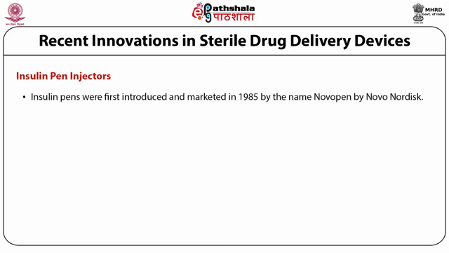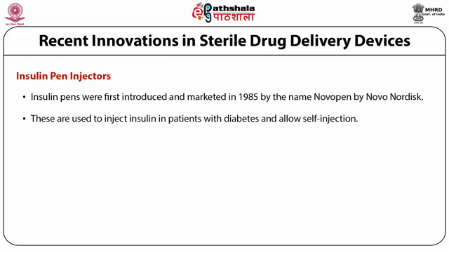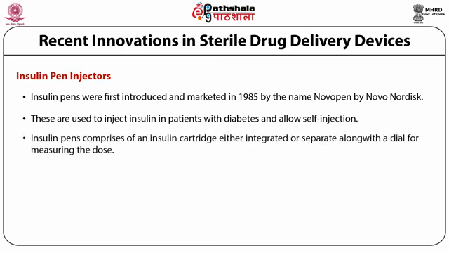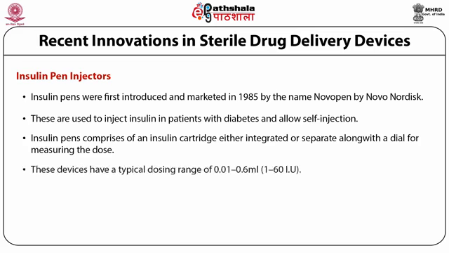Insulin pens were first introduced and marketed in 1985 under the name NovoPen by Novo Nordisk. They are used to inject insulin in patients with diabetes and allow self-injection. An insulin pen comprises an insulin cartridge, either integrated or separate, along with a dial for measuring the dose. These devices have a typical dosing range of 0.01 to 0.6 ml, that is 1 to 60 international units.